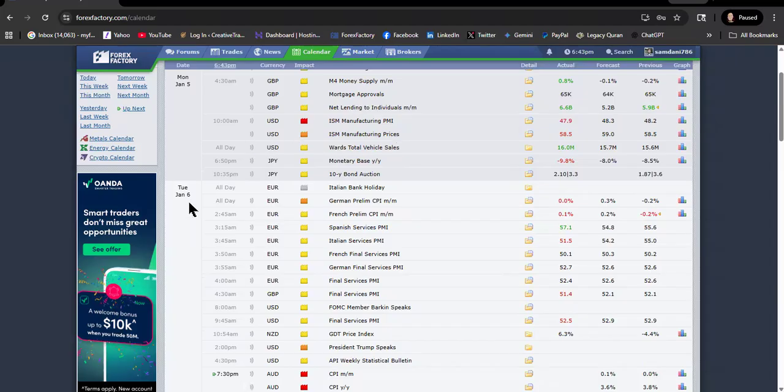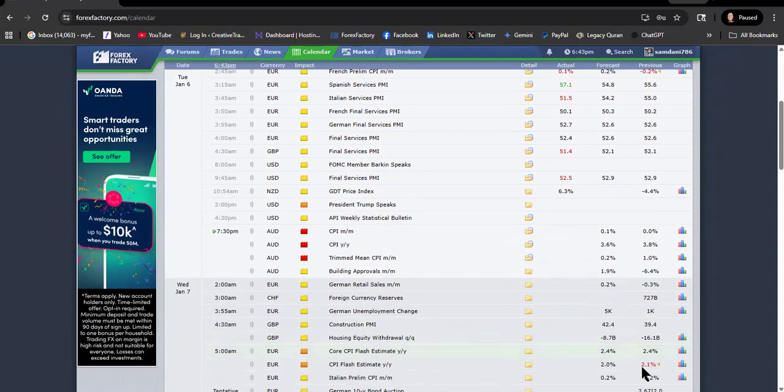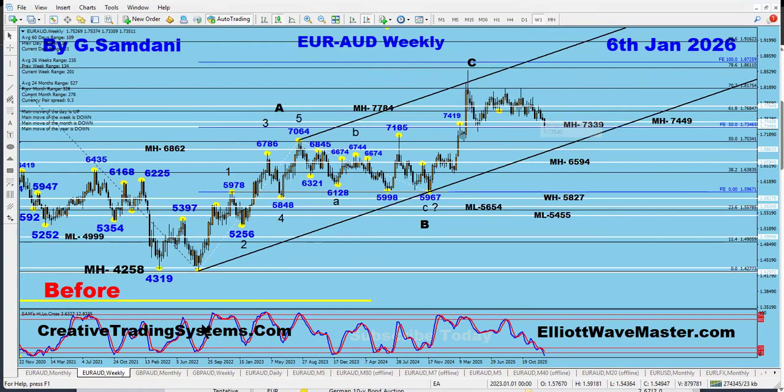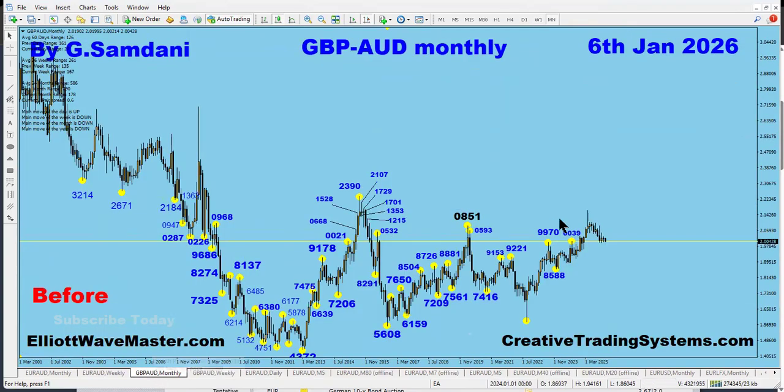See, right now it's Tuesday, the time is 6:44, and at 7:30 we have Aussie news, red news, right? So this will move the Aussie pairs, including Euro Aussie and Pound Aussie, right? So before that happens, let's get to work and see Euro Aussie. Now, Euro Aussie, you can see, and Pound Aussie. Let's take a look at the Pound Aussie first.